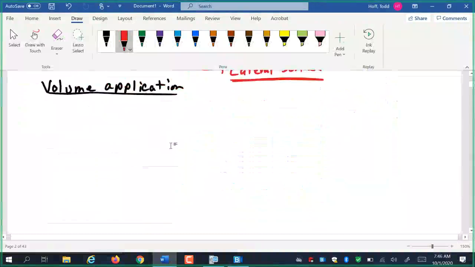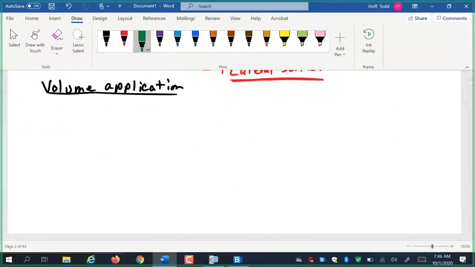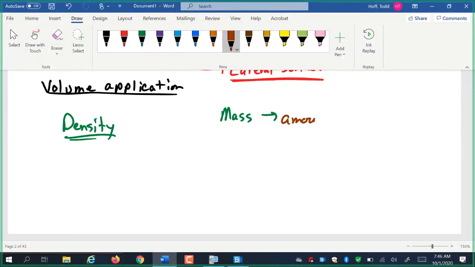Let's talk about a volume application here. A big volume application is density. To define density, we've defined volume, but we also need to define mass. Mass is the amount of matter in an object.